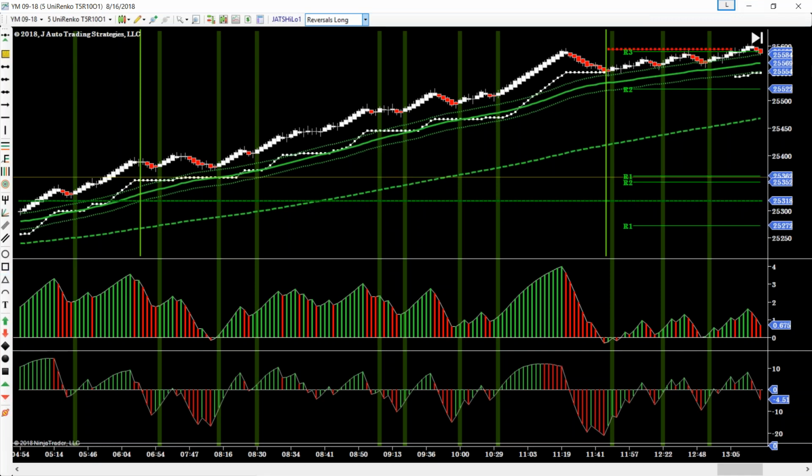Use your Unirenko. That way you have a clearly defined strategy. I need X amount of trades, and here's my reversal. And that's a 1-on-1. You're trying to get at least 2-on-1, 3-on-1, 4-on-1, but you can scale in on each additional reversal if you want. They would have all won on Thursday.